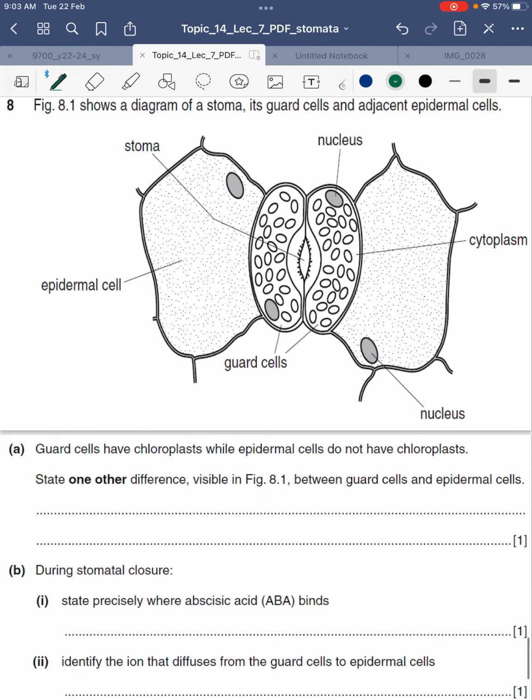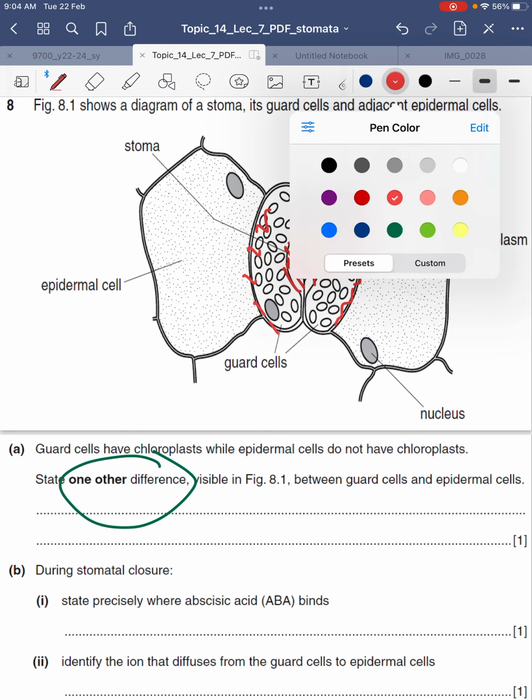Okay, and some of the past paper here: guard cells have chloroplast, but epidermal cells do not have chloroplast. State another difference visible between guard cell and epidermal cell. So of course, the other difference is the thickness of this inner wall, and then the outer wall is thin. Whereas we just use a different color. So yep, the inner wall here is thicker, the outer wall is thinner. Whereas for epidermal cells, they are the same throughout. The size is the same throughout.